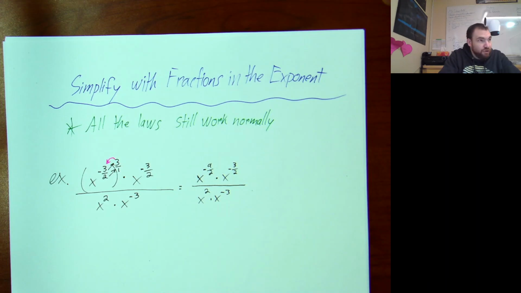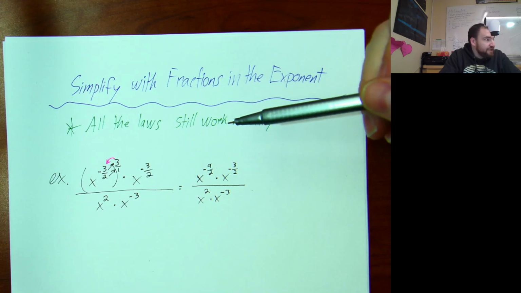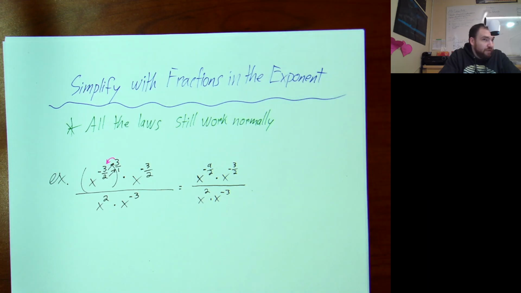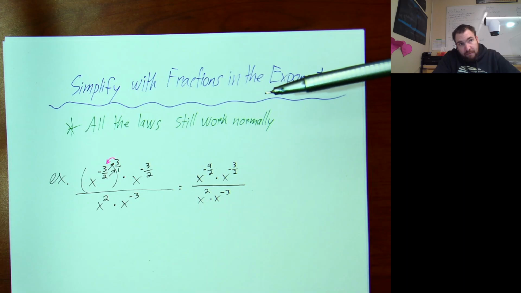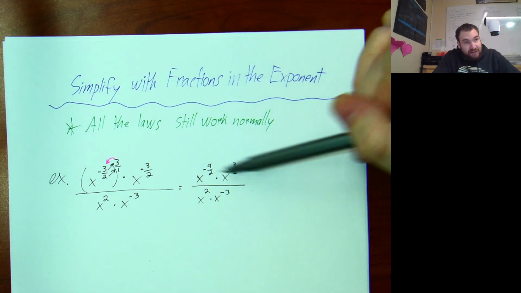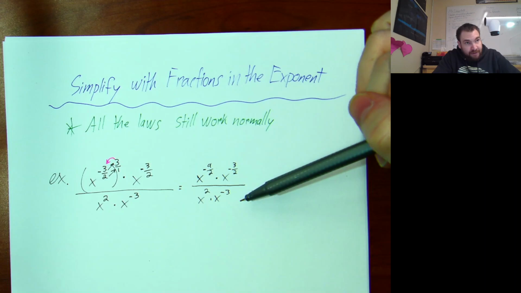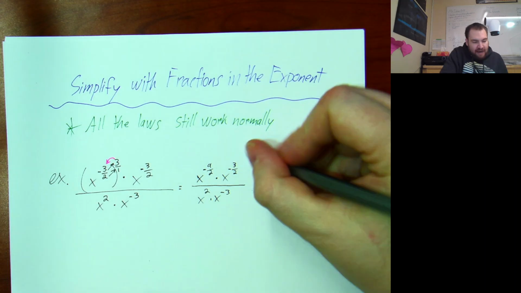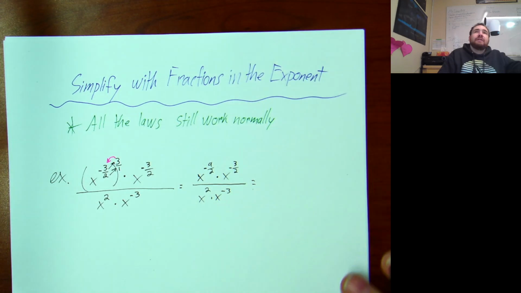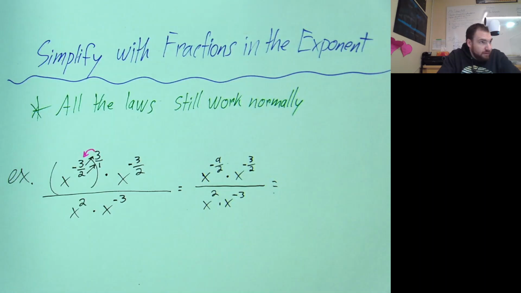So you can start moving the negatives and positives around if you want. You're welcome to do that. But is there something that perhaps we could do before we move anything around? The bases are the same. So I'm going to add the exponents, because I'm multiplying the same base. I can do that in the numerator, and I can do that in the denominator. Okay, so if I do that, what do I get? How do I add those fractions together?